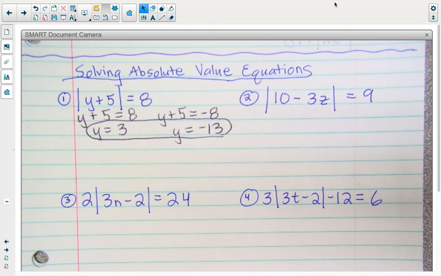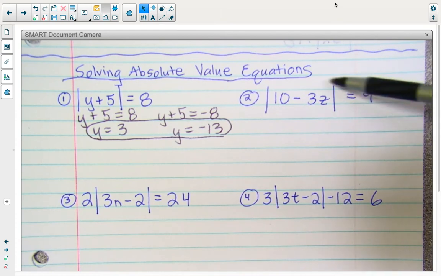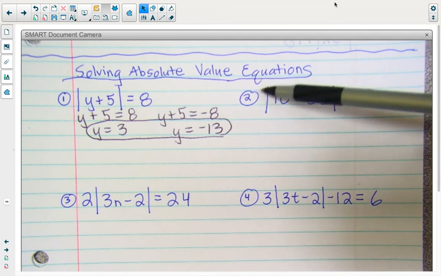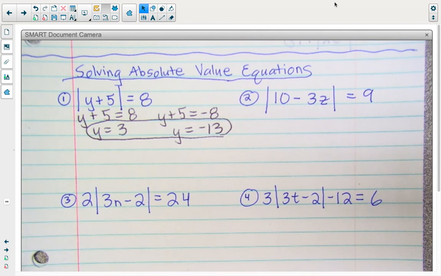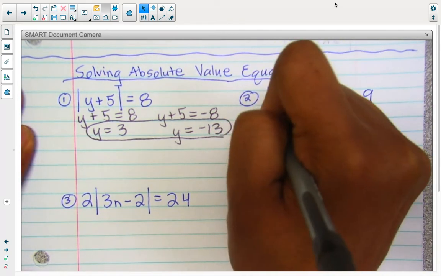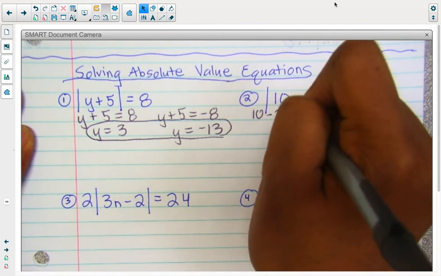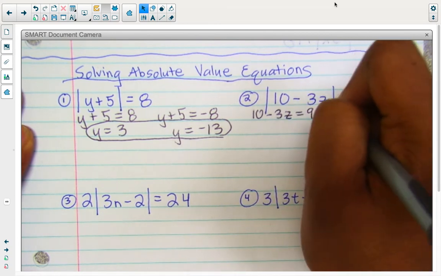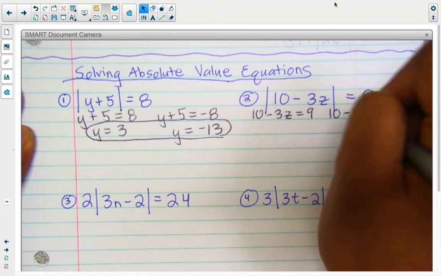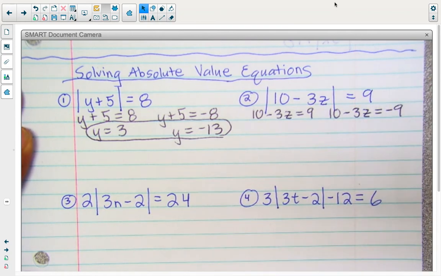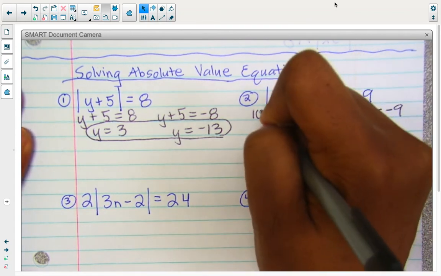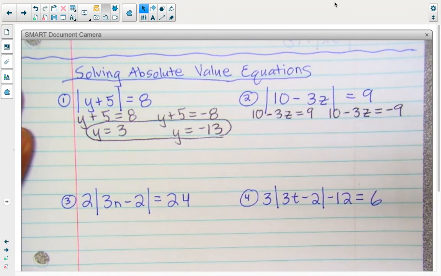All right, let's take a look at number 2. The absolute value of 10 minus 3z is equal to 9. Again, make sure the absolute value is on one side of the equal sign by itself, which this one already is. So we set up two different equations. It's going to be 10 minus 3z equals positive 9, and 10 minus 3z equals negative 9. So we set up our two different equations, and then we go through and solve.